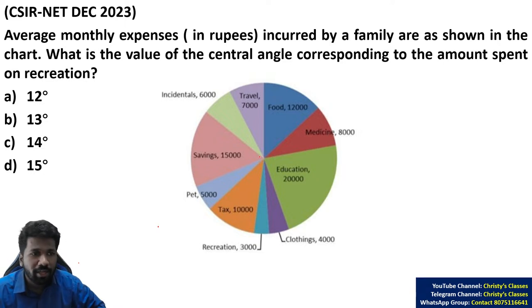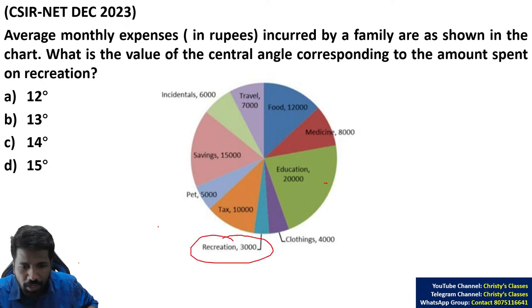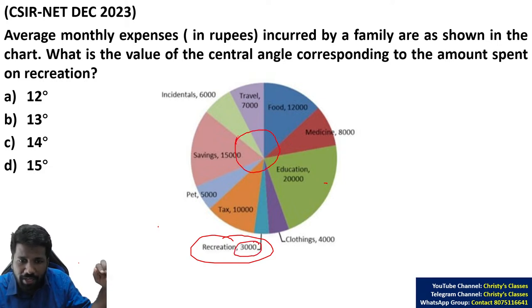Okay, so I'll explain. Average monthly expenses incurred by a family are as shown in the pie chart. What is the value of the central angle corresponding to the amount spent on recreation? Recreation is 3000. What a central angle means is, how much of the total region does this 3000 occupy. That is what we need to find.